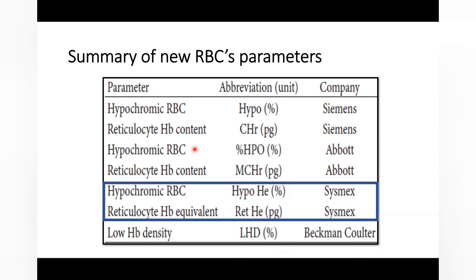if you try to think over that, can you remember these? So I hope everybody remembers hypochromic RBCs and reticulocyte hemoglobin concentration. Hypochromic RBCs have been reported as hypo percentage in Siemens, CHR in Siemens. Percentage of hypochromic RBCs is reported as percentage AHPO in Abbott, MCHR in Abbott. In Sysmex, they are reported as hypo-He and red-He. Low hemoglobin density parameter is given by Beckman-Coulter.